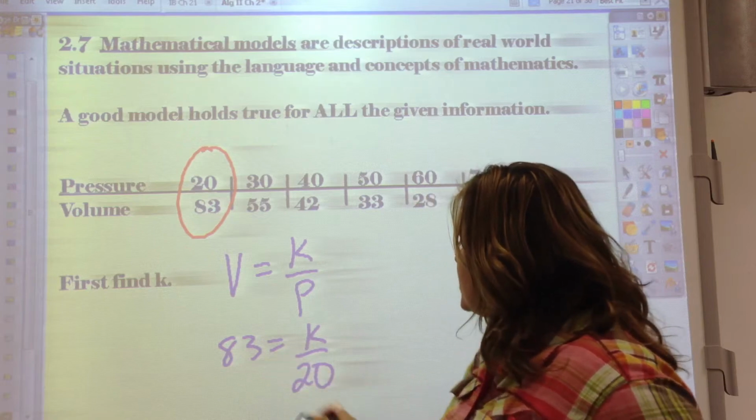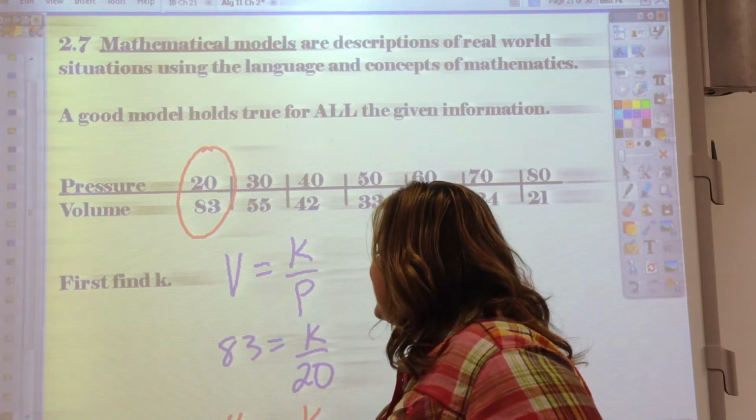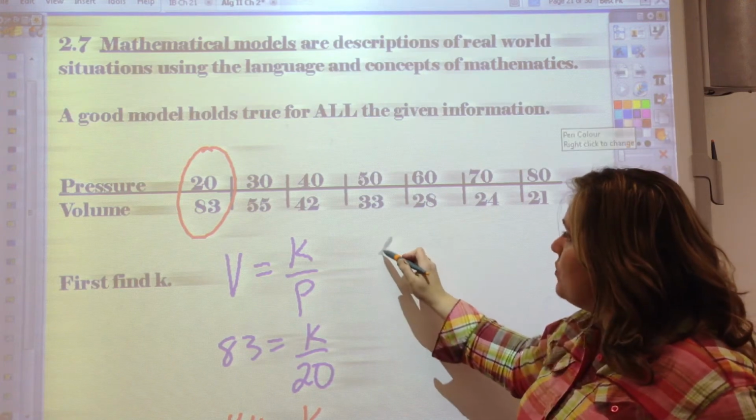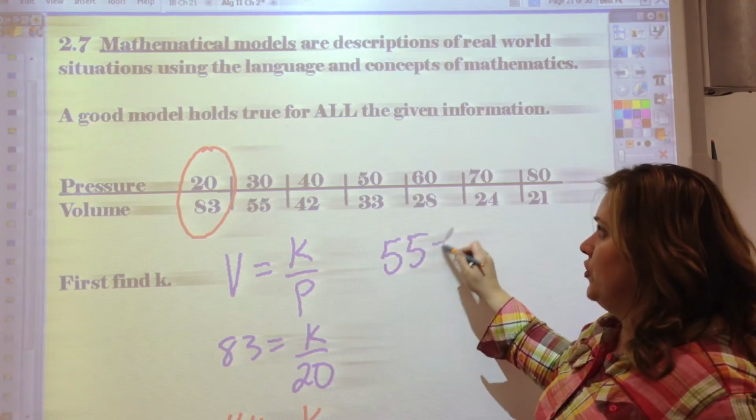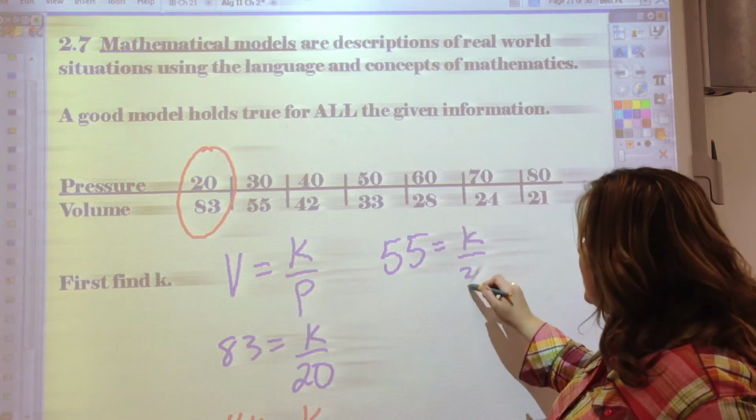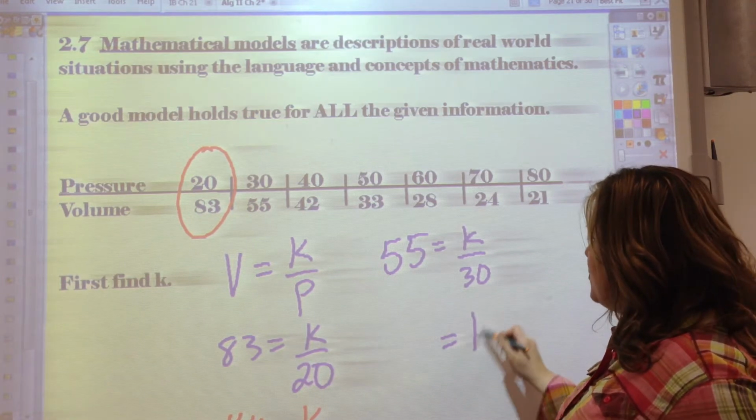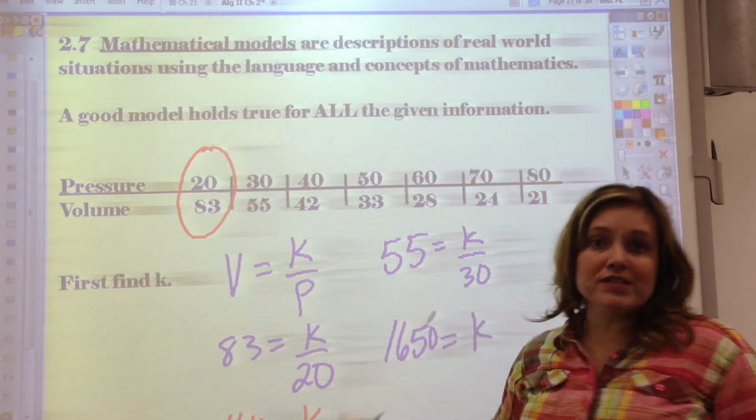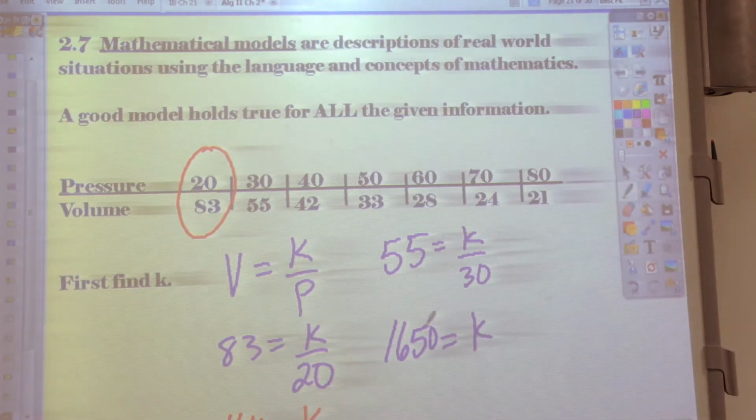When I multiply both sides by 20, I get 1660. Then I'm going to move on to my second point. And when I plug in 55 for volume and 30 for pressure, I end up with K equaling 1650. While it's pretty close, at this point I can see I'm not going to find a better model. This is going to be the closest model that fits.